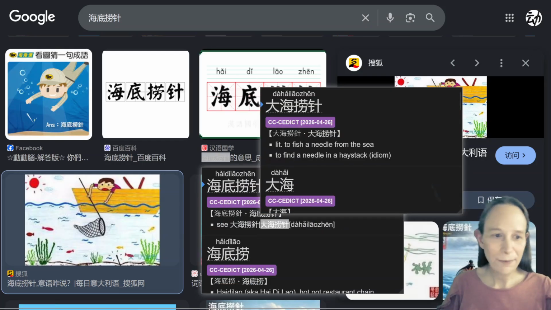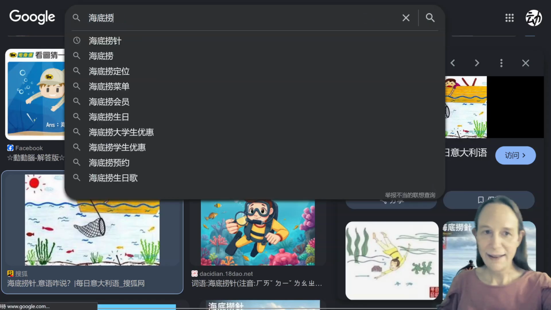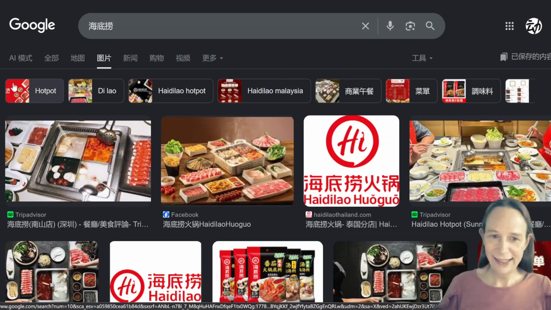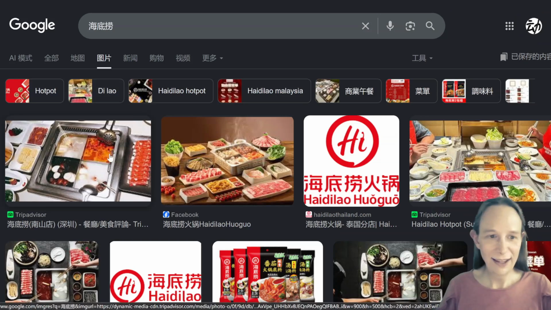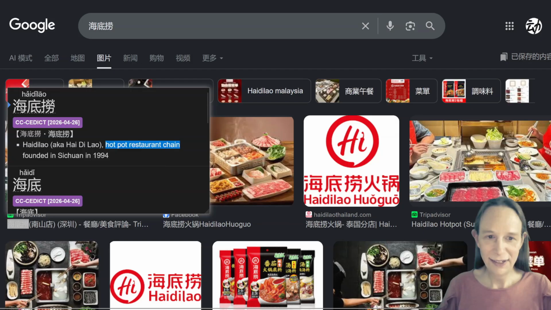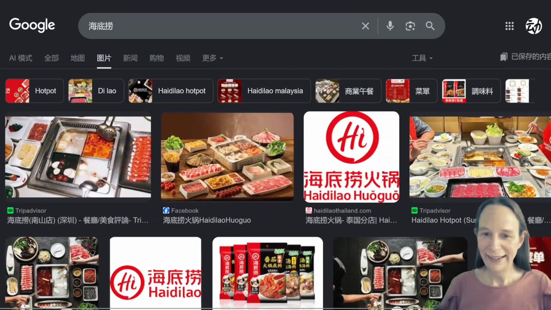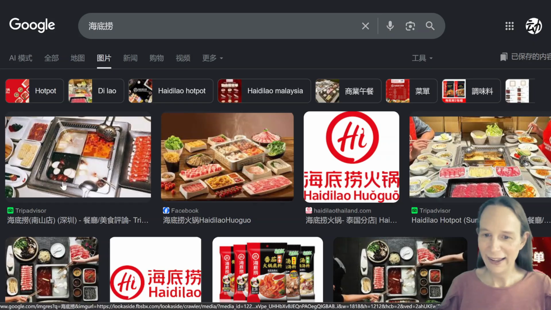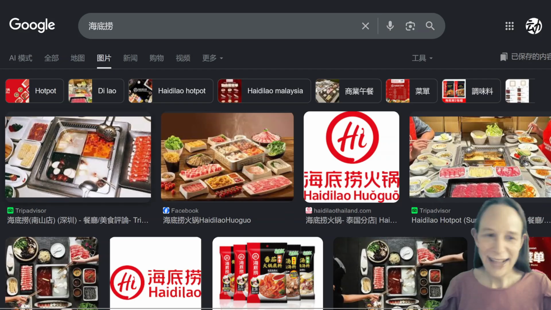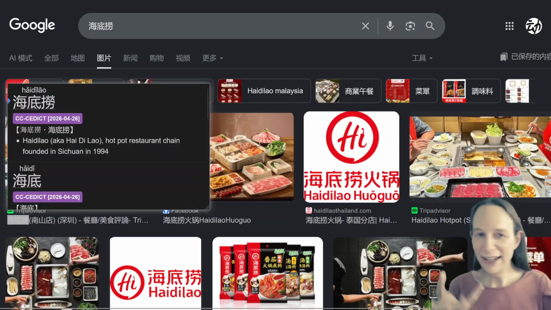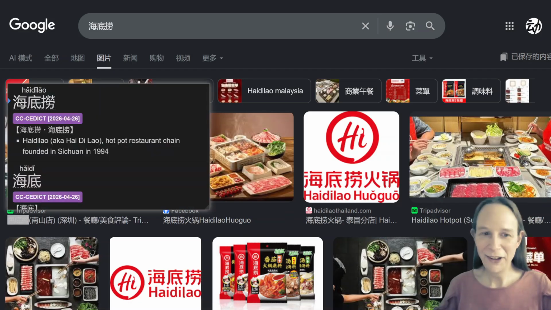大海捞针. All right. Now, 海底捞 is also a hot pot. 海底捞 hot pot? Yeah. It's a chain store in hot pot. All right. Anyway, you can go there and have hot pot. 海底捞. And I presume the name comes from 海底捞针, the Chengyu.